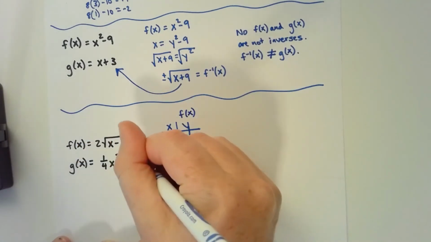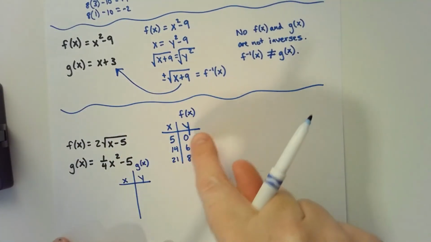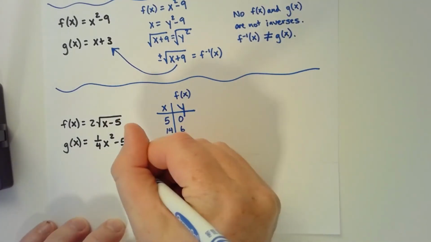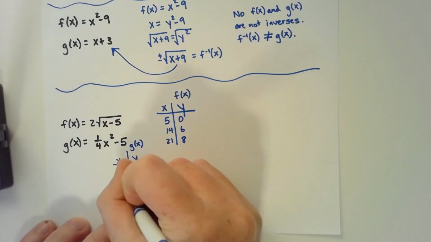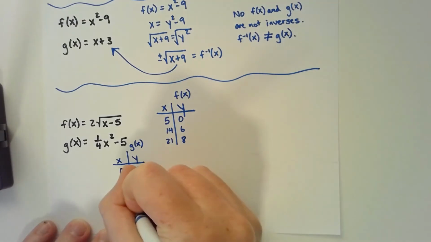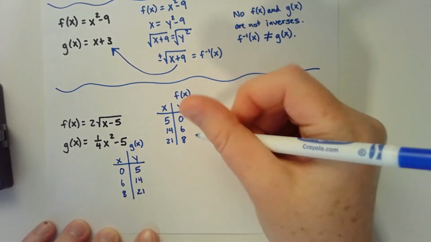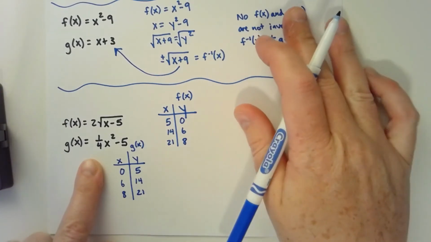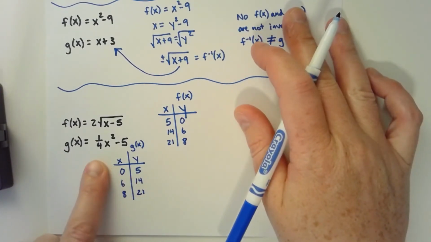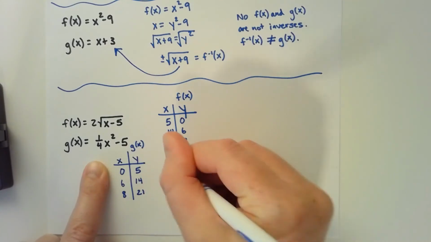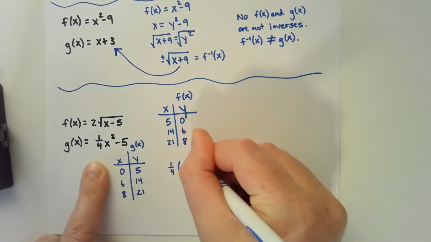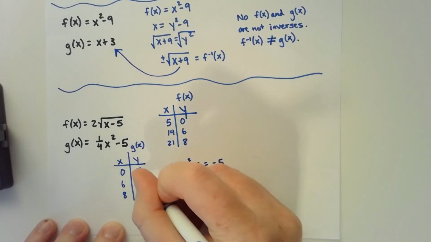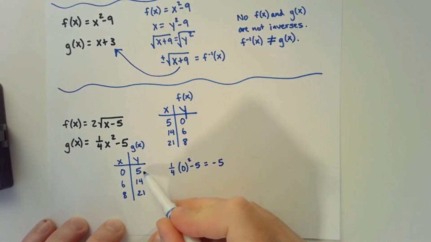Let's look at our table for g of x. You need to take the same values you chose for f of x and then switch x and y and see if they would work. So don't choose different values. Use these same pairs of numbers and then plug them into the other function. So I need to plug in x equals 0 for g of x. So 1/4 times 0 squared minus 5 would equal negative 5. So that's not equal to positive 5.